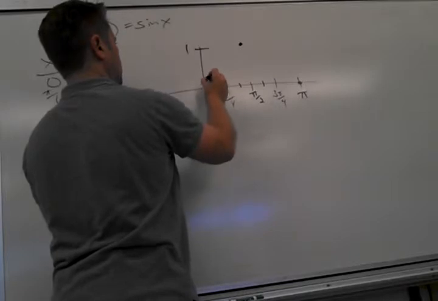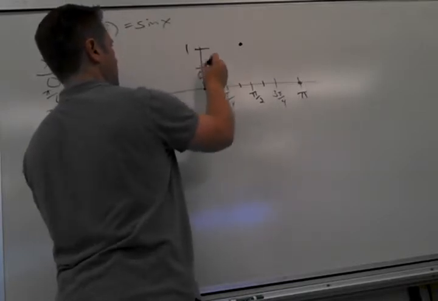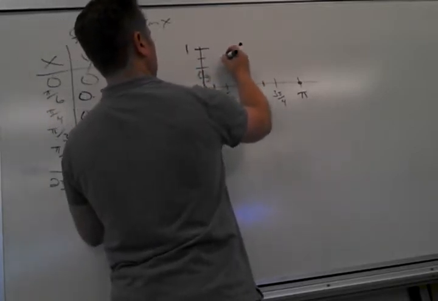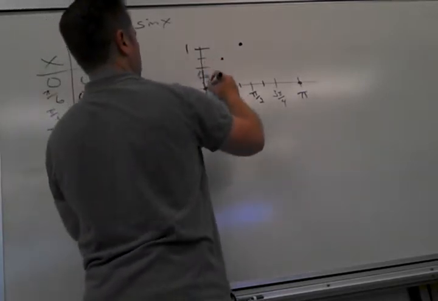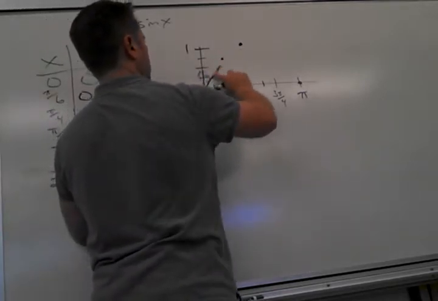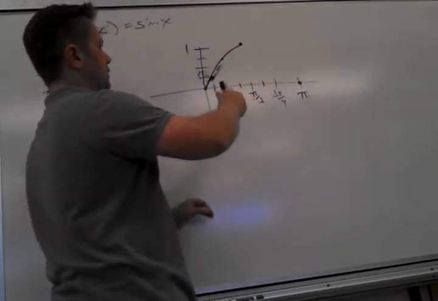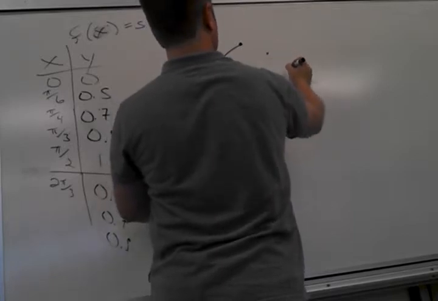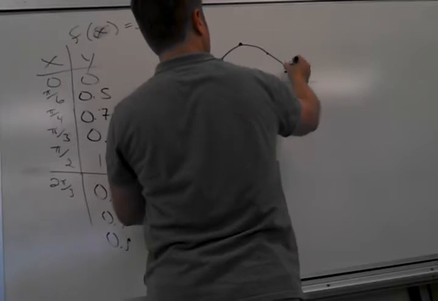Half. Quarter. All right, so 0.7 is roughly here. At pi over 6, we got 0.5. So you can see it's building up like that, and it's going to go through the same points down this way. So it's going to come back down like that, that big.